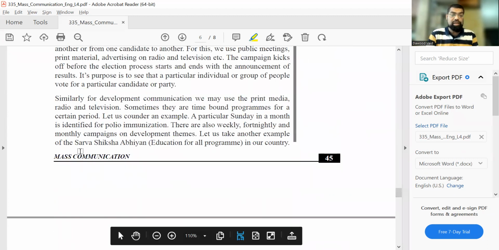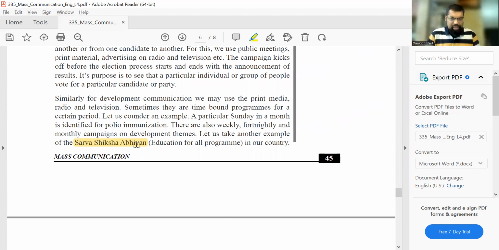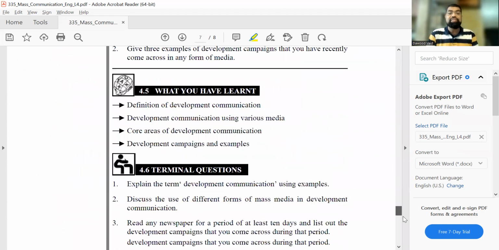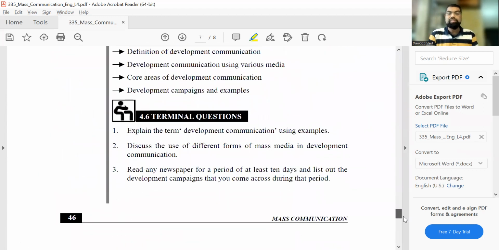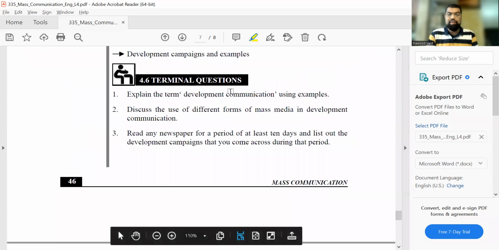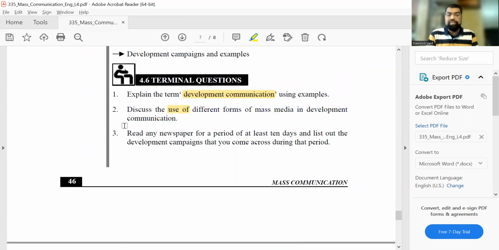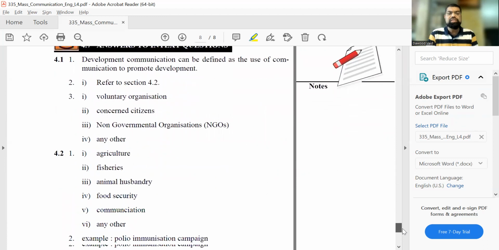There is Sarva Shiksha Abhiyan, SSA, Education for All. There is Pradhan Mantri Rozgar Yojana, so how to give employment. Just simple examples. And this brings us to an end of this small but very, very powerful chapter. So remember the terminal questions are there. Development communication, you go with good examples, different forms of media used. Any newspaper you come across, there are so many campaigns that you can think of. So use these and write them down.